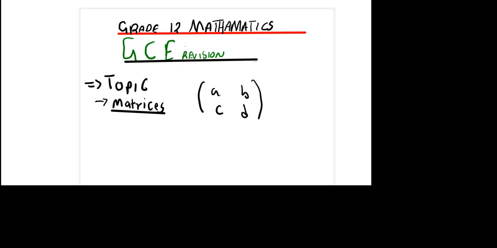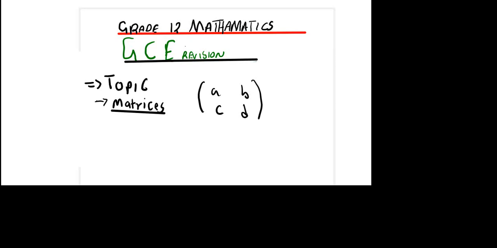I'm just here to break down a topic in mathematics in preparation for the upcoming GCE exam. This is known as matrices. For you to understand matrices, you're supposed to know a few points, a few parameters.